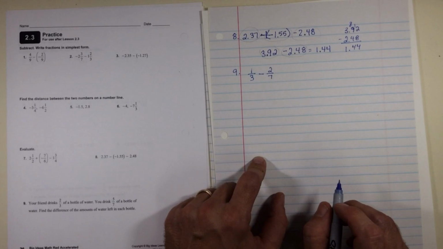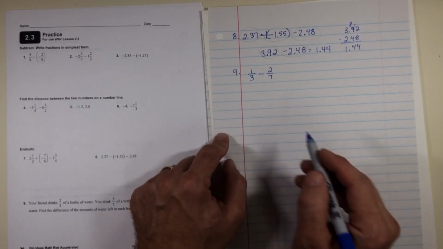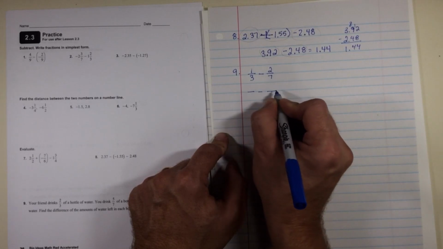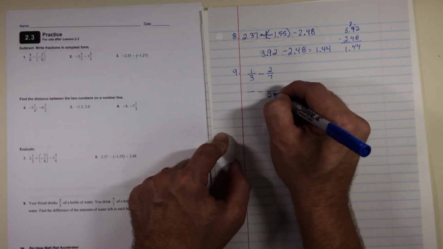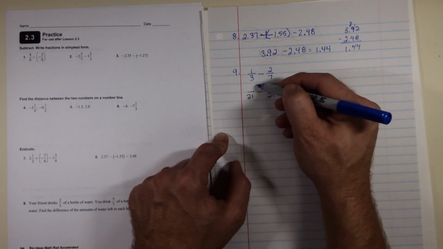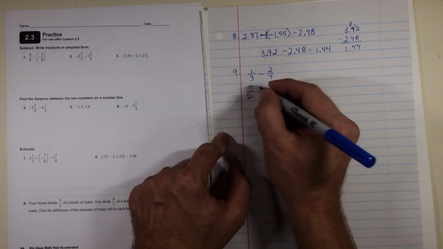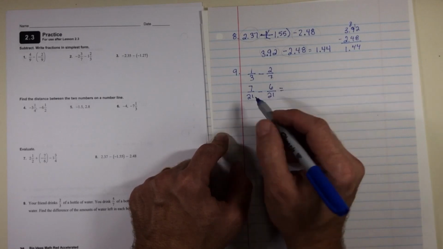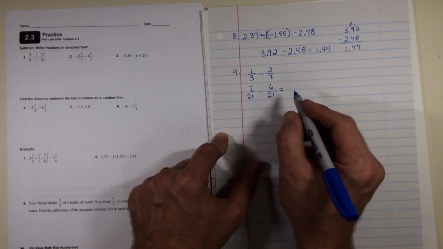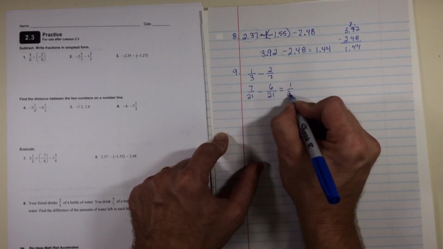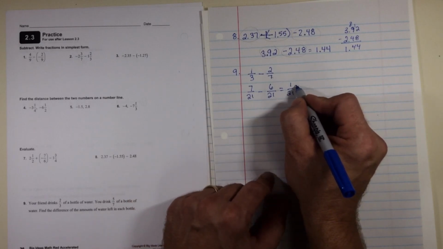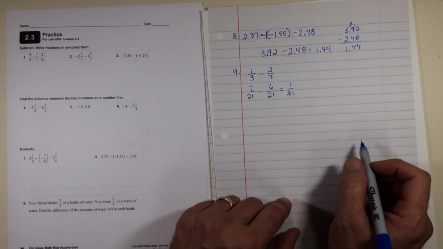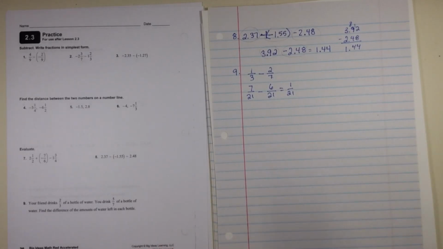We'll subtract those two to find their difference. So we have to find a common denominator. 21 will work just fine. Multiply by 7, 7/21. Multiply by 3, 6/21. 7/21 minus 6/21 is 1/21. There's 1/21 difference of the amounts of water left in each bottle.